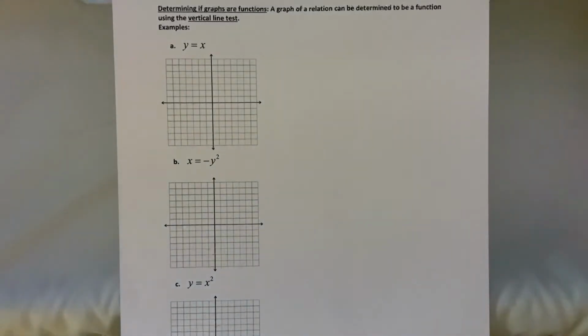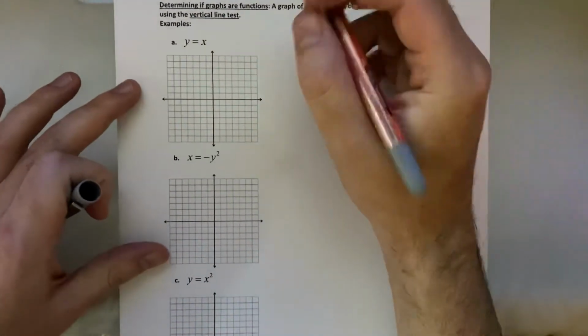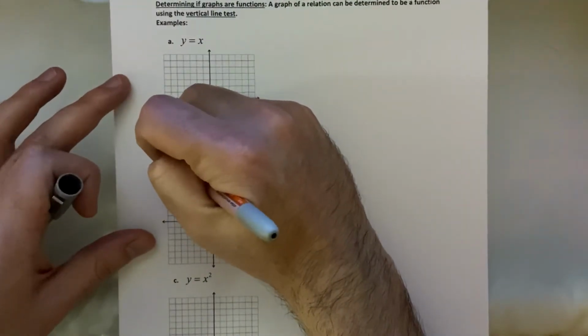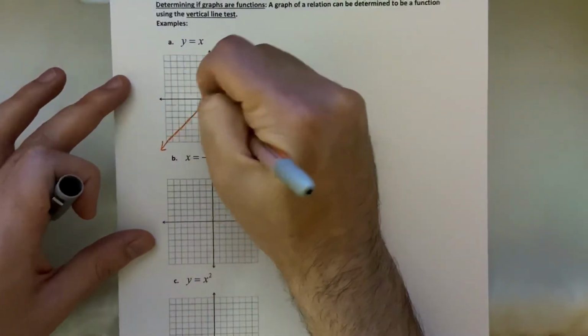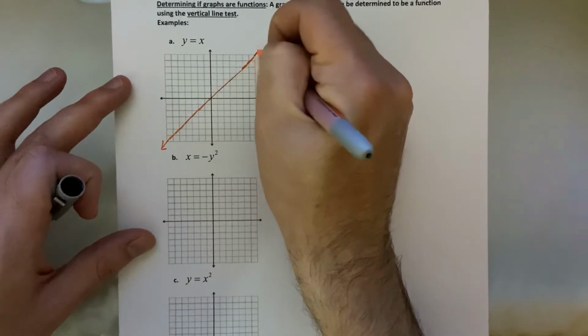So for graphs, which you'll usually have a picture of, you use the vertical line test to determine if something is a function or not. And usually that means it'll either be graphed for you or you have to graph it. So let's talk about y equals x, a diagonal line through the origin. So what is the vertical line test?